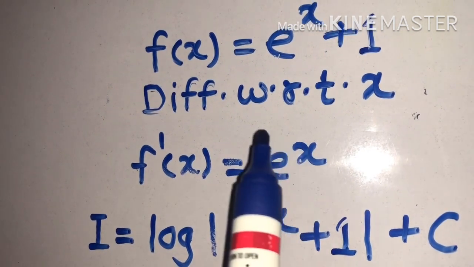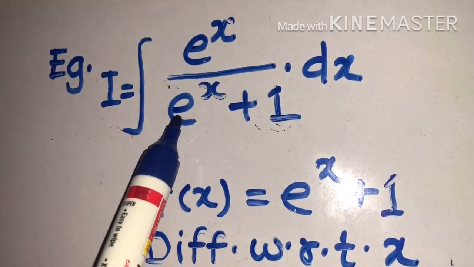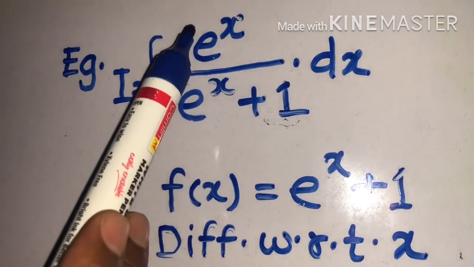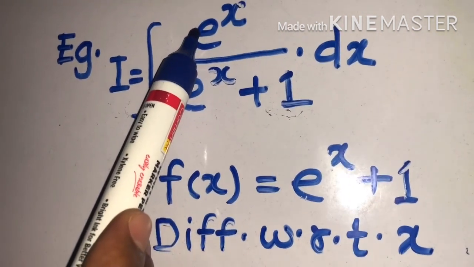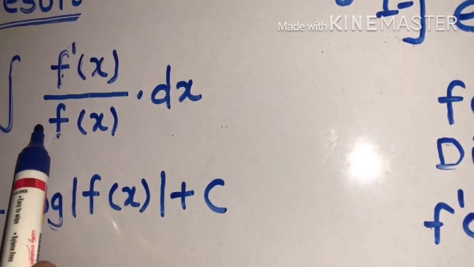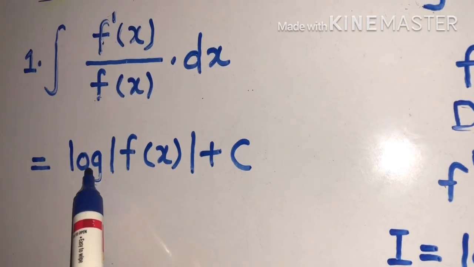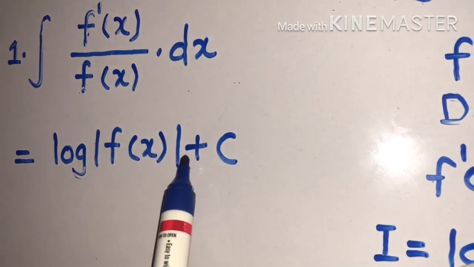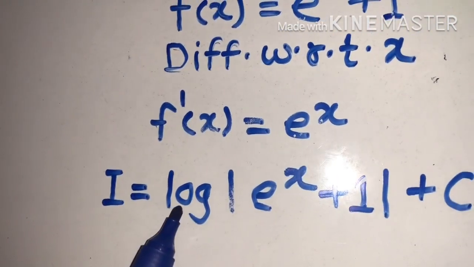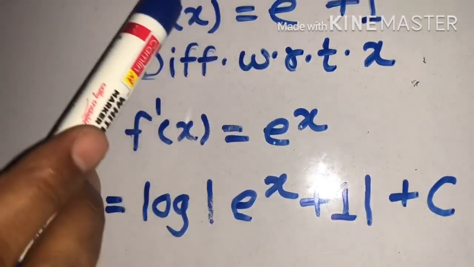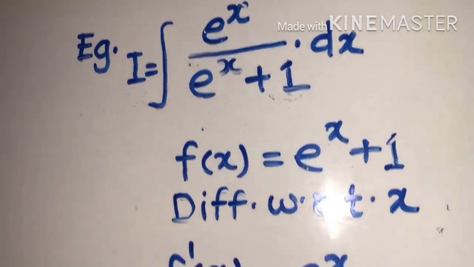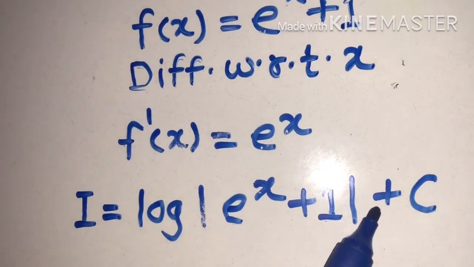It means that e raised to x plus 1 has a derivative e raised to x only. So your result tells us that in the denominator you have one function and its derivative is present in the numerator. Then only, according to this result, the answer is log of mod of f of x plus c. So let's apply here. I is equal to log of mod of this function e raised to x plus 1, plus c.